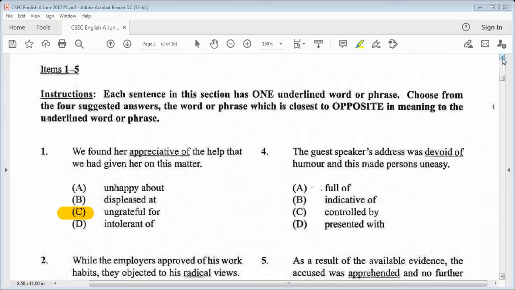The guest speaker's address was devoid of humor, and this made persons uneasy. Is it A, full of, B, indicative of, C, controlled by, or D, presented with? We know devoid of means that it is lacking or free from. So his delivery was free from. So if it is free from or lacking, it means that the opposite would be A, full of.